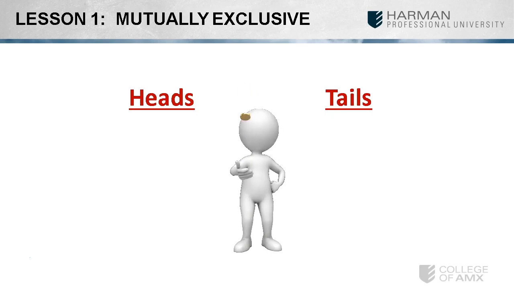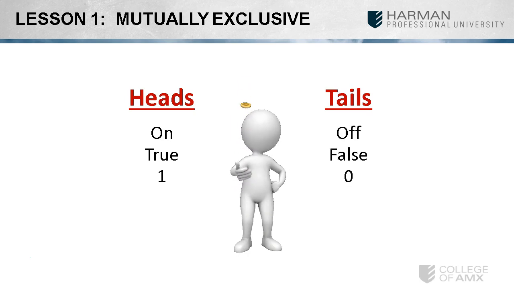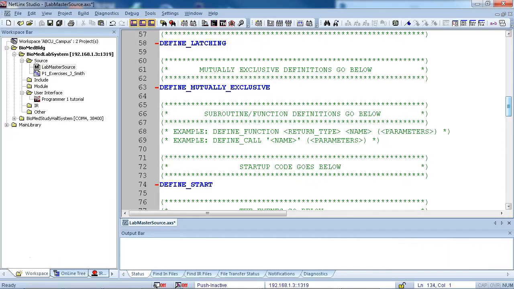If we relate this to logic when writing our code, if the coin lands on heads, we'll say that heads is on or true. Therefore, tails is off or false, and vice versa. If tails is on, then heads is off. This section of code is used to ensure that only one item in the group can be on at any given time. You can put variables in here, or even a set of dev-chan pairs.